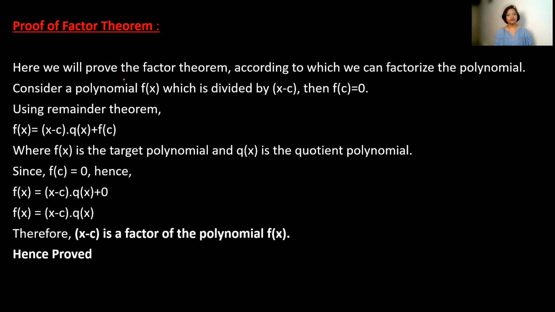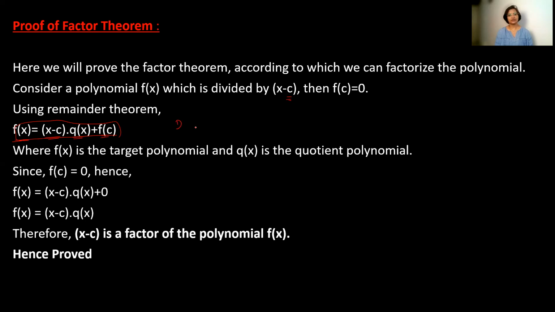So we will prove that x minus c is a factor of f(x) if f(c) equals 0. We have taken c here, a variable which could be any real number. Using the remainder theorem, if you don't remember, go through my previous videos, but I will tell you here the formula for the remainder theorem. This is the dividend, this is the divisor, this is the quotient, and this is the remainder.